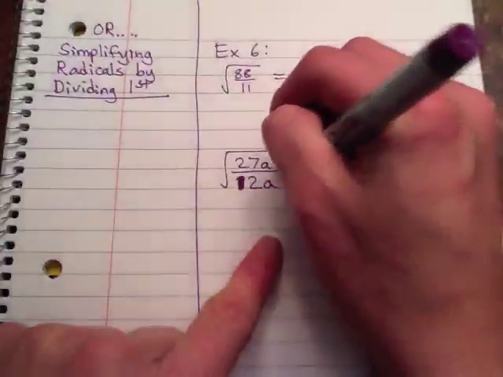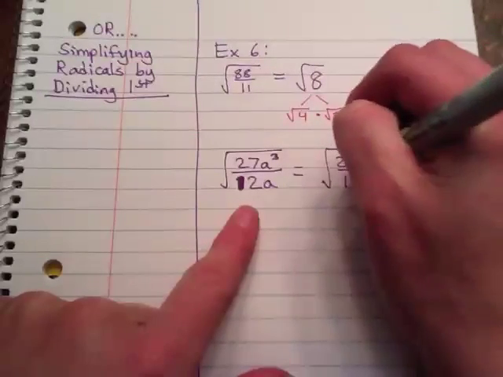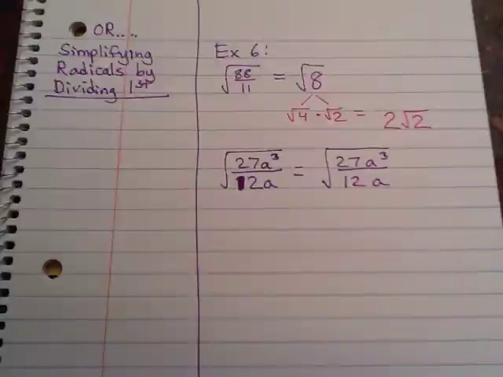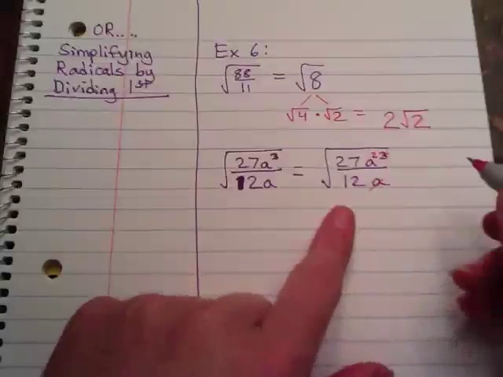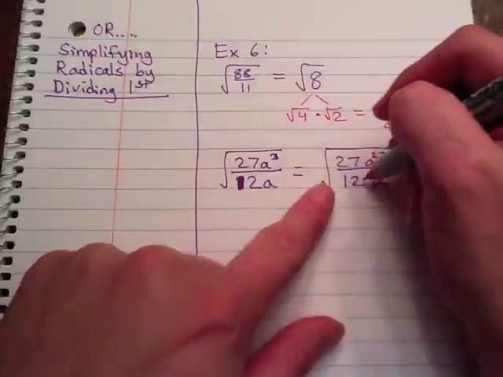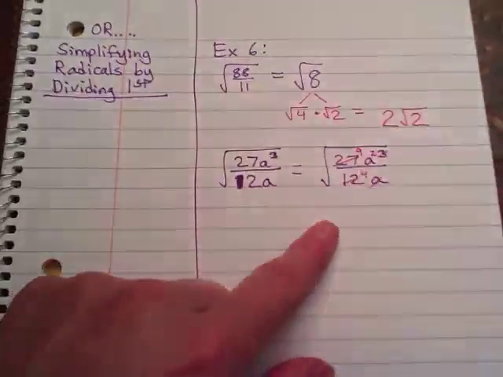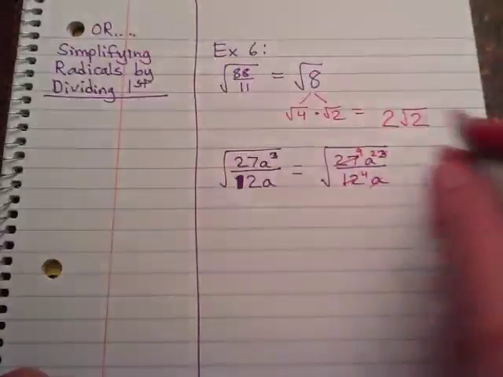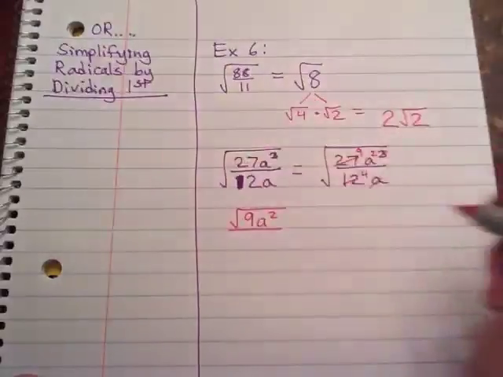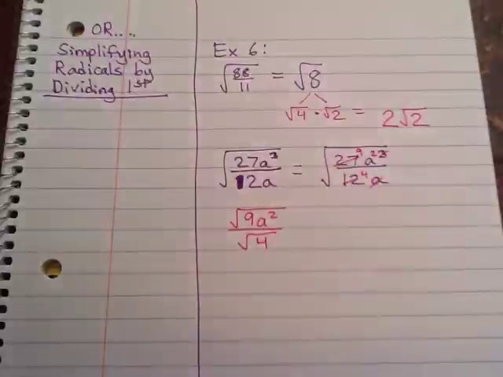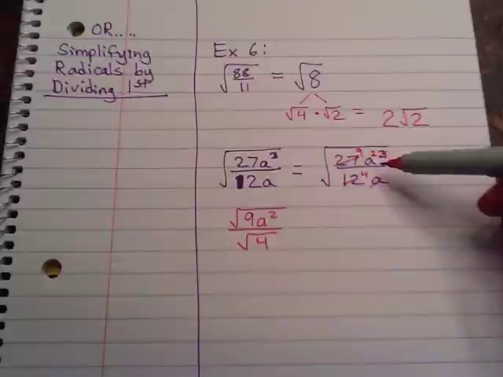So I'm going to go ahead and rewrite this so that we can see both of them. So I have 27a cubed over 12a. And I'm going to simplify. This a cancels and this a becomes a squared. And then I also have a common factor of 3 between 27 and 12. So 3 goes into 27 9 times, and 3 goes into 12 4 times. So now I have the square root of 9a squared over the square root of 4. This a is gone. Square root of 4 was left here. Square root of 9a squared was left at the top in the numerator.